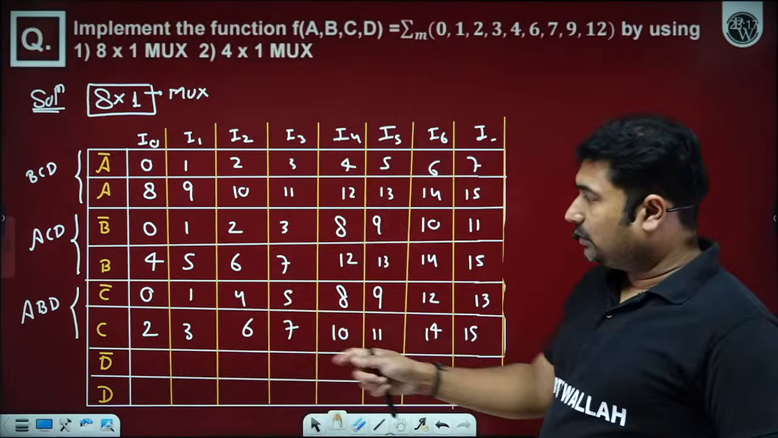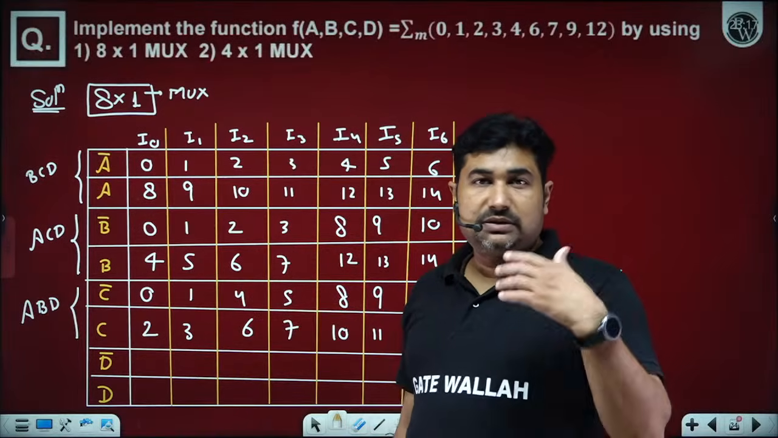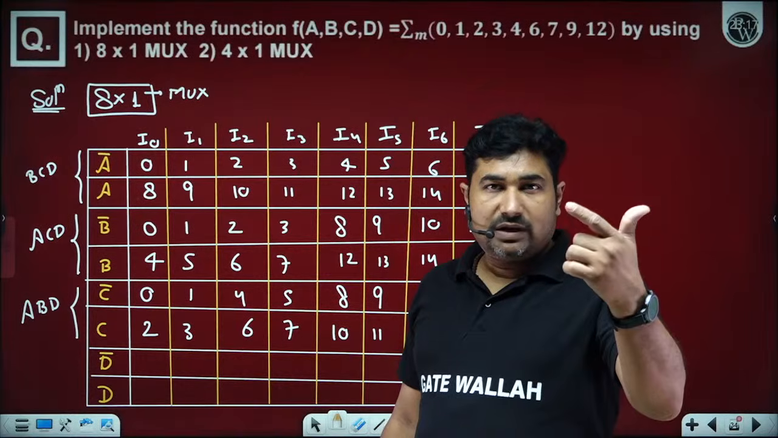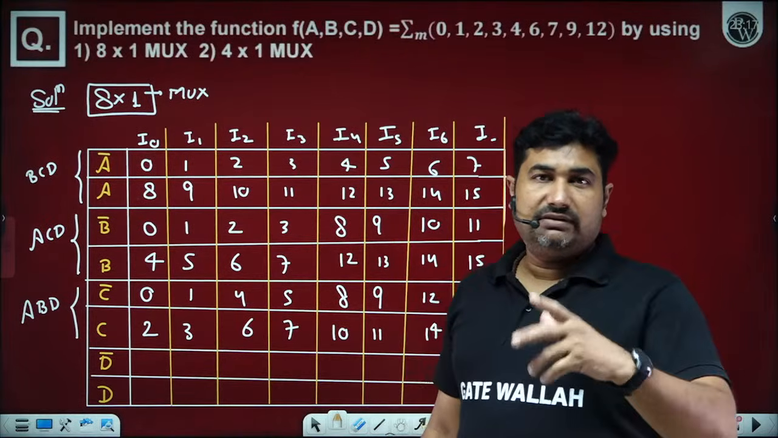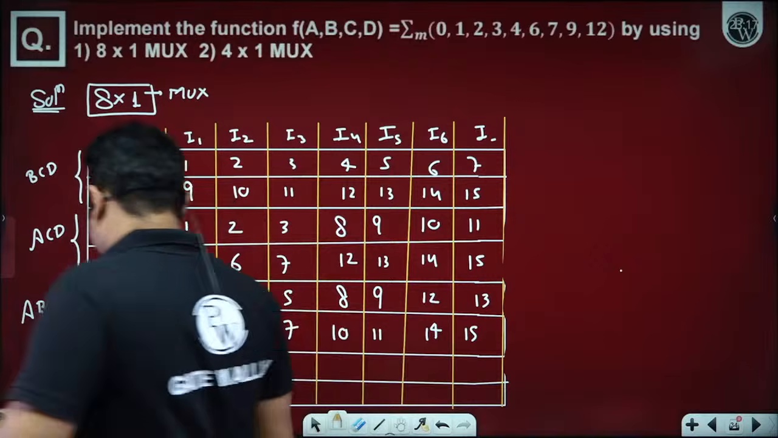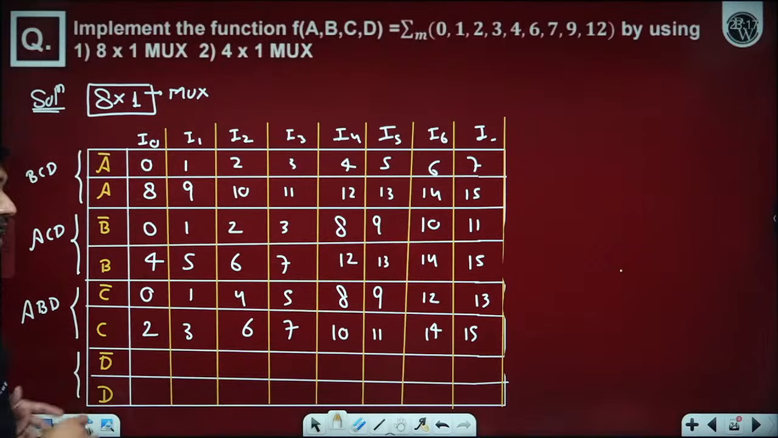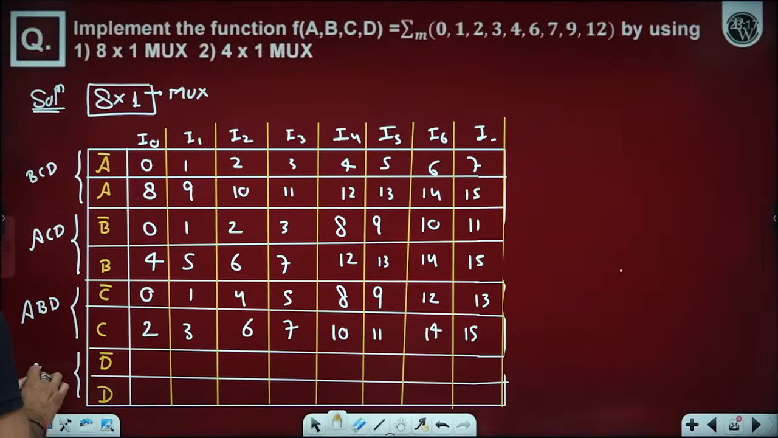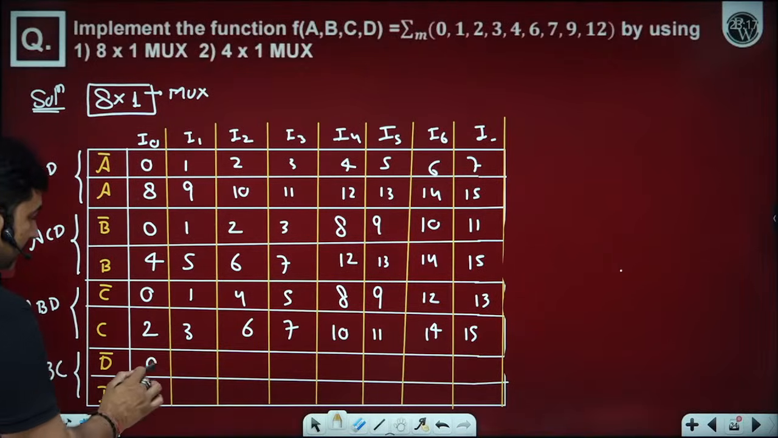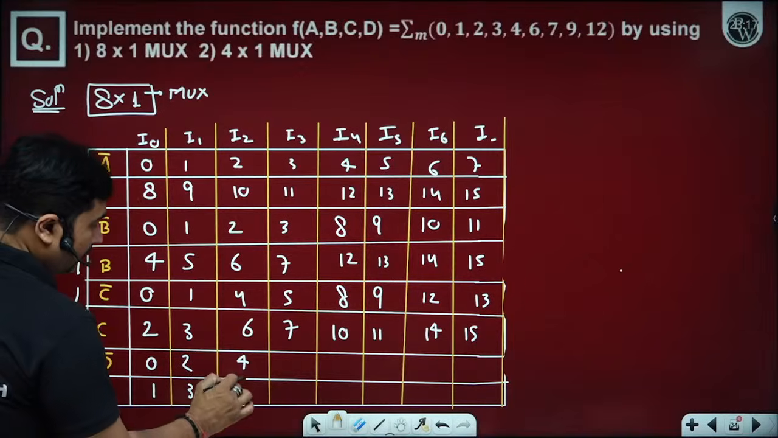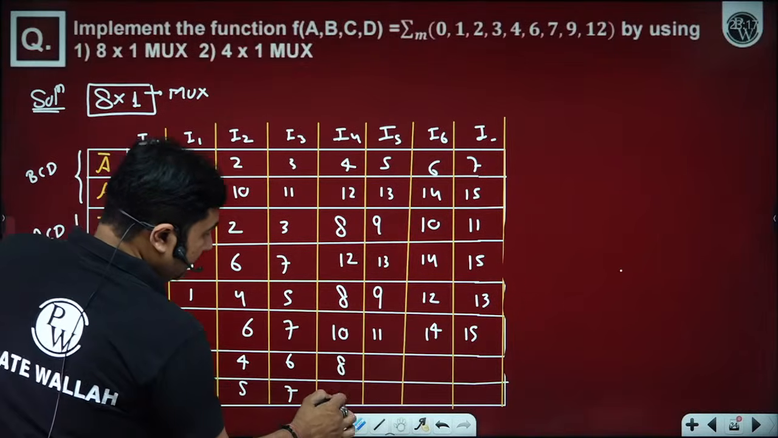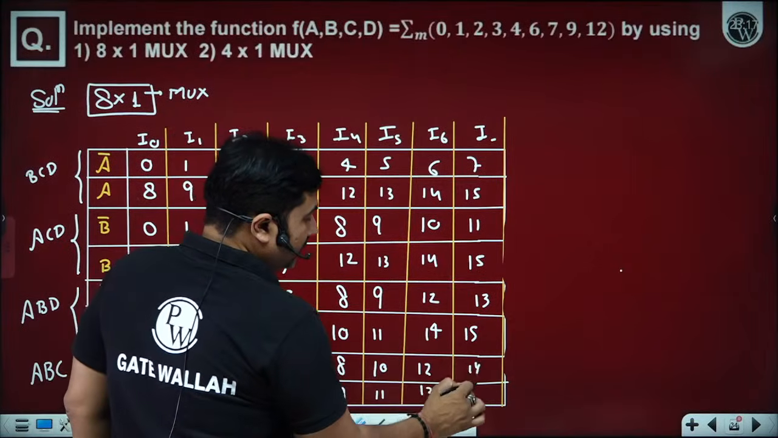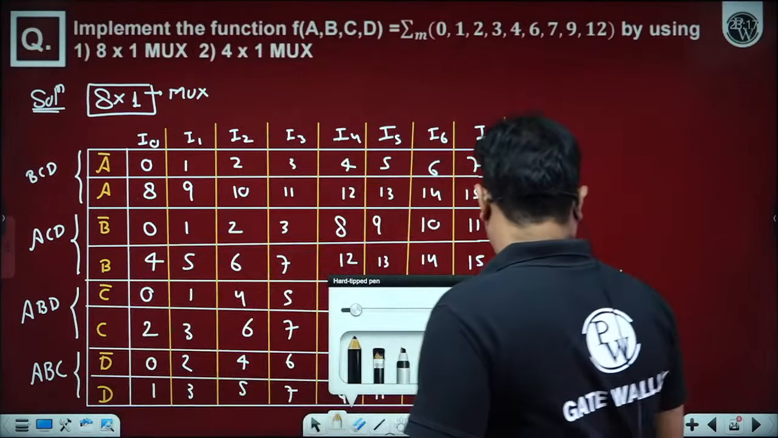How would I know 0, 1, 2, 3? Because I know C is on the 2 to the power 1 position, where on every second time logic level is going to change. Is it okay? In the same way, if we talk about D as the LSB, LSB is changing on every successive number. So if we have A, B, C onto the select line, 0, 1, 2, 3, 4, 5, 6, 7, 8, 9, 10, 11, 12, 13, 14 and 15. Is it okay, beta ji?